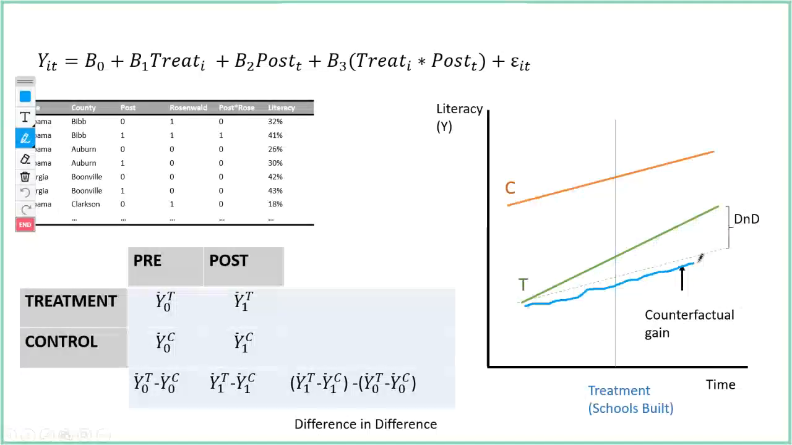That is, we believe that had Rosenwald not come in and built these schools, the treatment districts, the places that did get the schools built, would have been on the same trend or the same path as the control schools. And hence, the difference between this counterfactual line and where the treatment schools actually ended up is what we can attribute to the impact of the Rosenwald schools, or in this case, what we can attribute to the impact of greater school spending on student achievement.